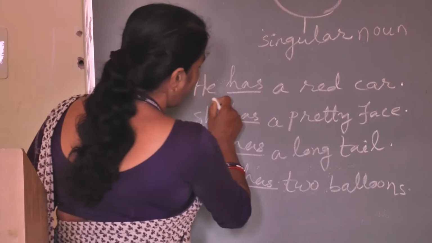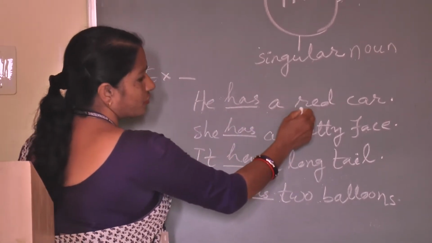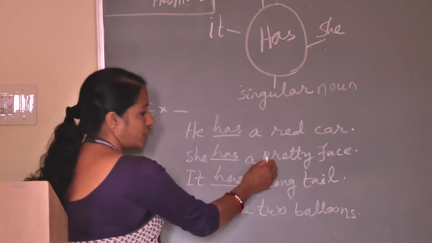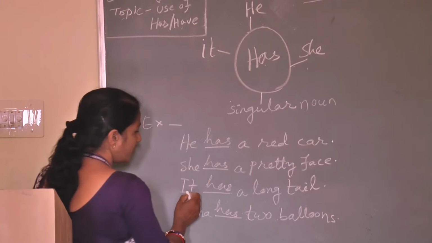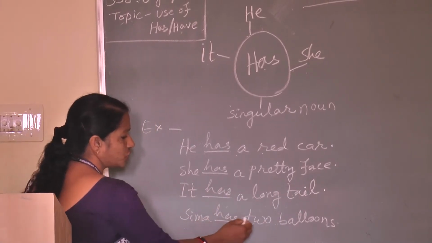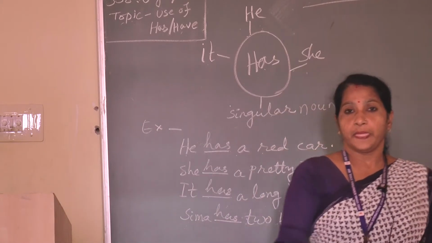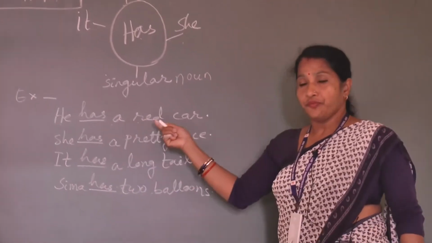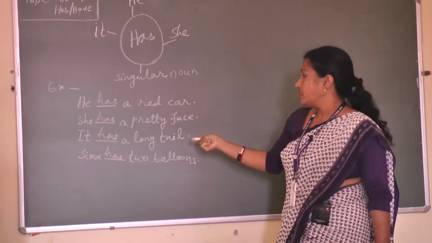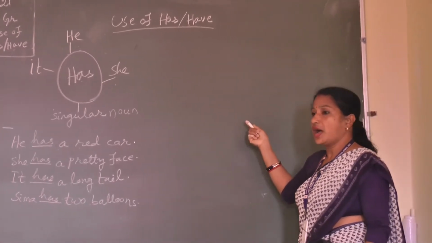Now, children, you repeat after me. He has a red car. She has a pretty face. It has a long tail. Sima has two balloons. It is very important, children, to repeat after me using fill in the blanks. Then let's learn how to use have.